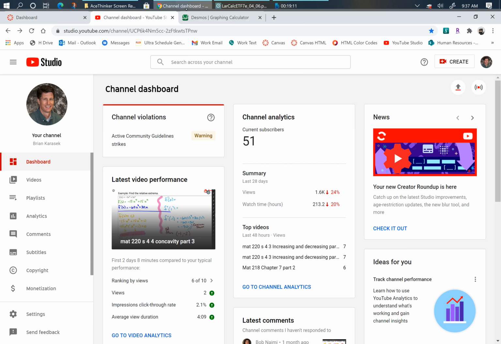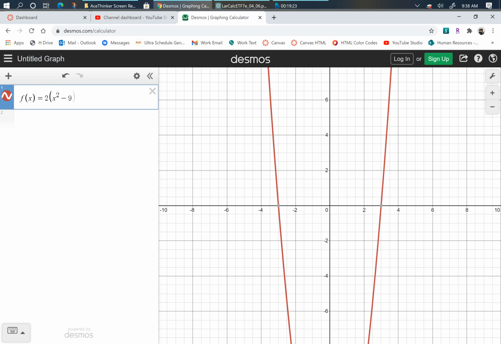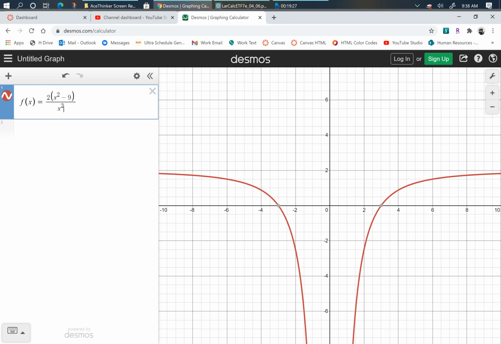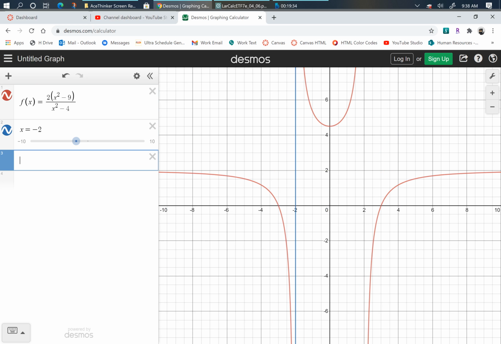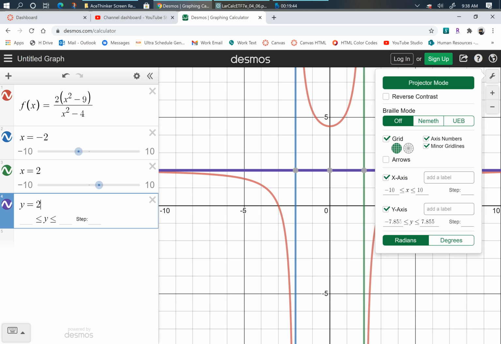Now, if I go over here to Desmos and graph this exact same thing, I should see that f of x is equal to 2 times the quantity x raised to the second, was it minus 9? Divided by x raised to the second minus 4. We said that we had a vertical asymptote at negative 2. We said that we had a vertical asymptote at positive 2. And we said that we had a horizontal asymptote at positive 2. Let me make that projector mode so it stands out.